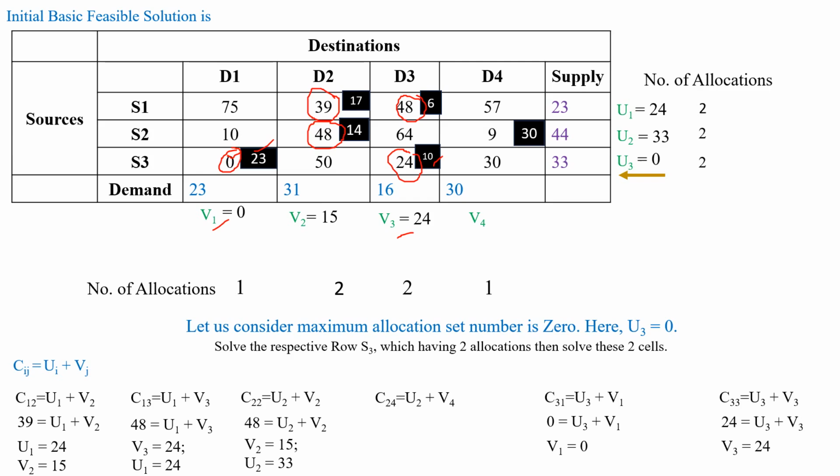So next we have to solve for the last one. So here we have to solve the V4 value. For this V4 we have to select the allocated cell, that is the S2 row and D4 column. Its cost value is C24. C24 equals U2 plus V4. So here I have to substitute C24 value is 9 and U2 value is 33. Then we will get V4 as minus 24.